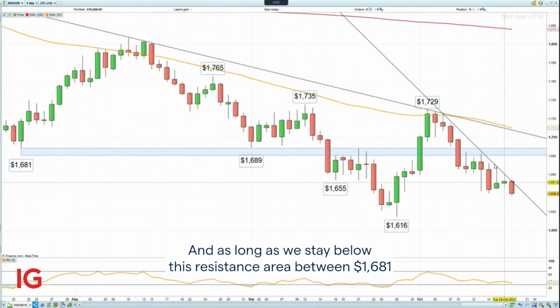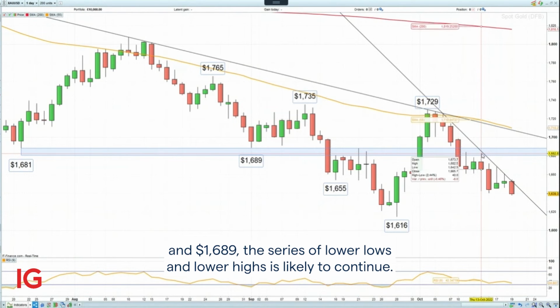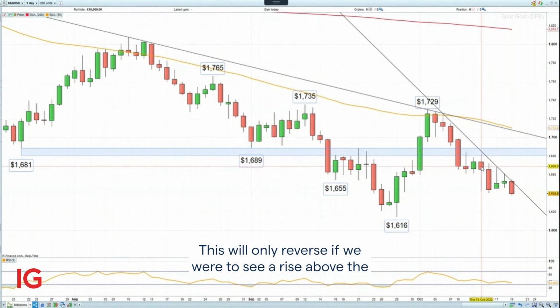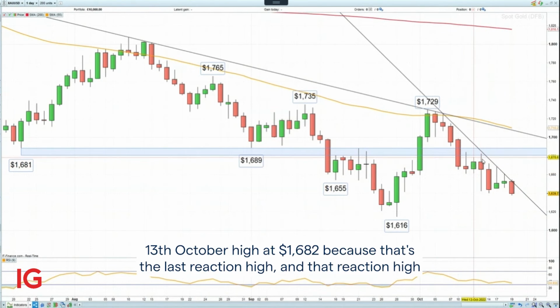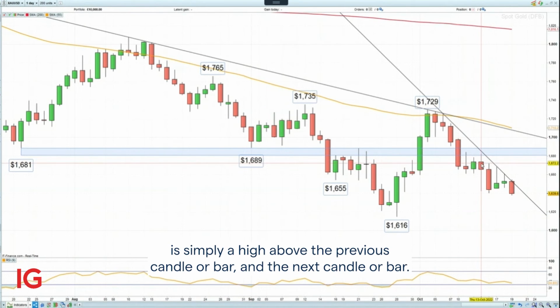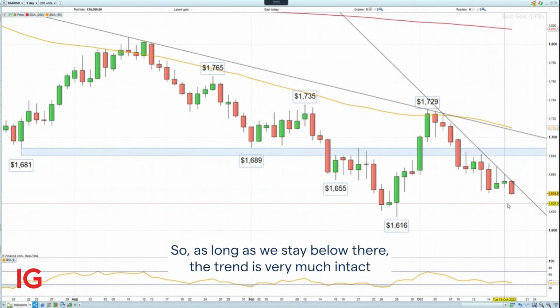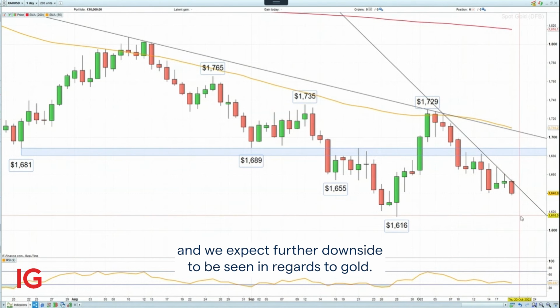And as long as we stay below this resistance area between 1,681 and 89, the series of lower lows and lower highs is likely to continue. This will only reverse if we were to see a rise above the 13th of October high at 1,682, because that's the last reaction high. And a reaction high is simply a high above the previous candle or bar and the next candle or bar. So as long as we stay below there, the trend is very much intact, and we expect further downside to be seen in regards to gold.